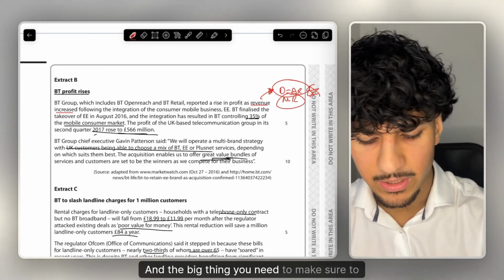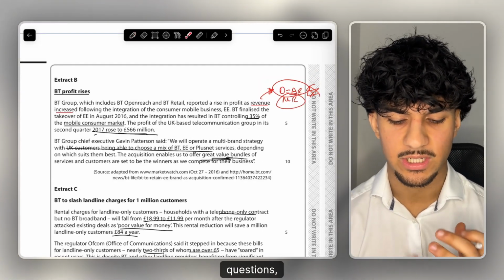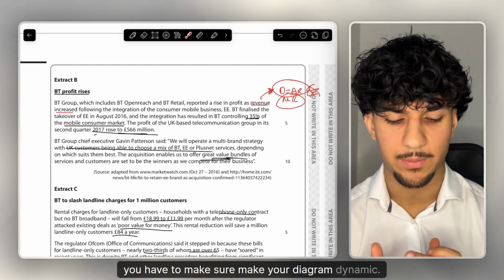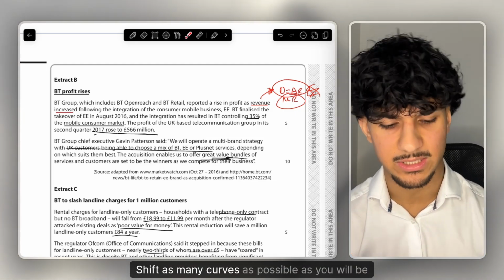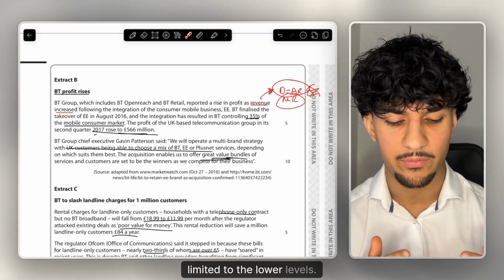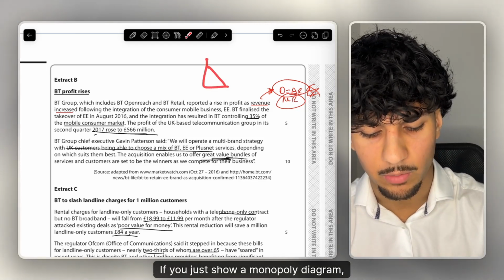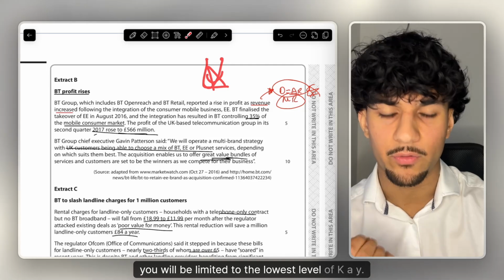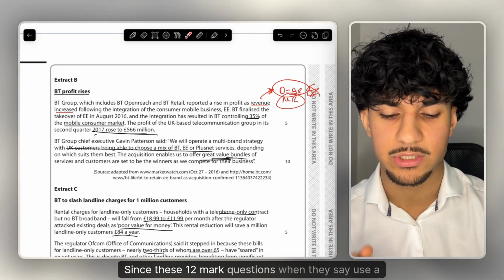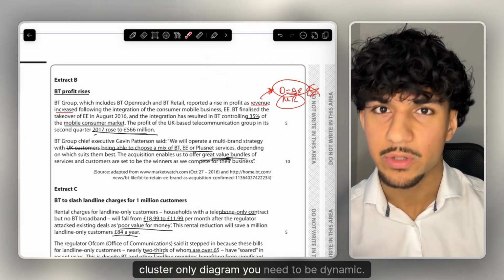That means we can now conclude that both our D equals AR and our MR curve are both shifting out. And the big thing you need to remember with these cost revenue diagram questions is to make your diagram dynamic. Essentially what that means is shift a curve, shift 2 curves, shift as many curves as possible, as you will be limited to the lower levels. If you just show a normal monopoly diagram, just a D equals AR, you will be limited to the lowest level of KAA. Since these 12-mark questions, when they say use a cost revenue diagram, you need to be dynamic.